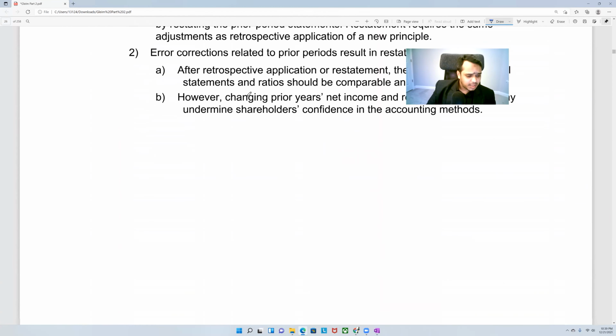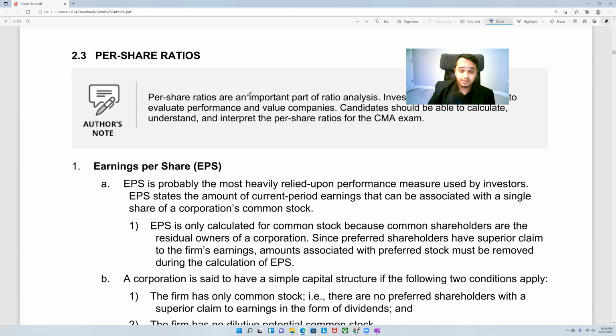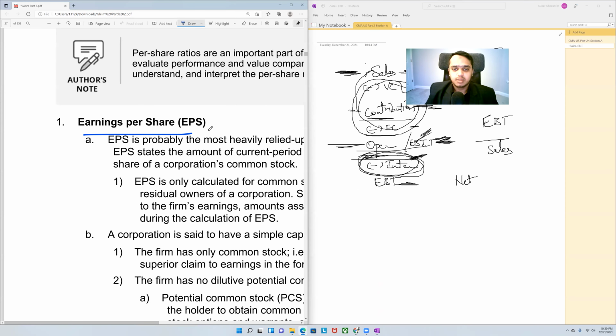Okay, then moving forward towards the per share ratios, very, very important. Now comes earnings per share. For that, let me go towards the income statement again. Now here, I just made an income statement for you, though it is a little bit clumsy right now, but still follow it.